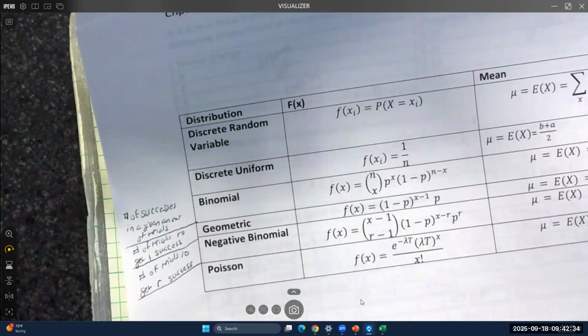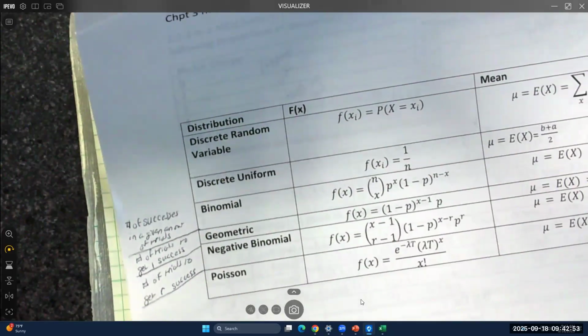Choosing the correct formula is the key. On your exam, you will get 2 of these. One of them will be a binomial. One of them will either be a negative or a geometric. All right.